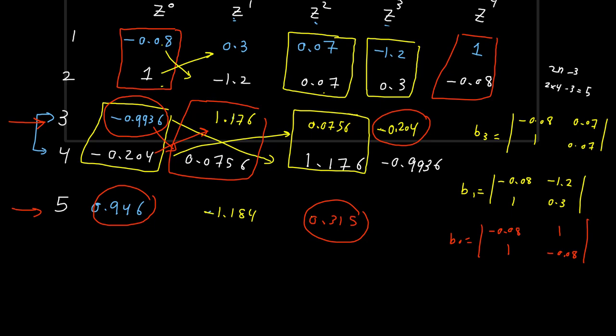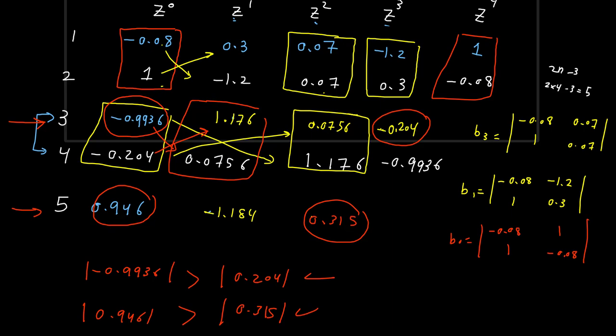So here we have the absolute value of minus 0.9936 is greater than the absolute value of 0.204. So this is also checked. And the last condition we need is the absolute value of 0.946 is greater than the absolute value of 0.315. So the system is stable. So all the conditions are satisfied, so the system is stable.